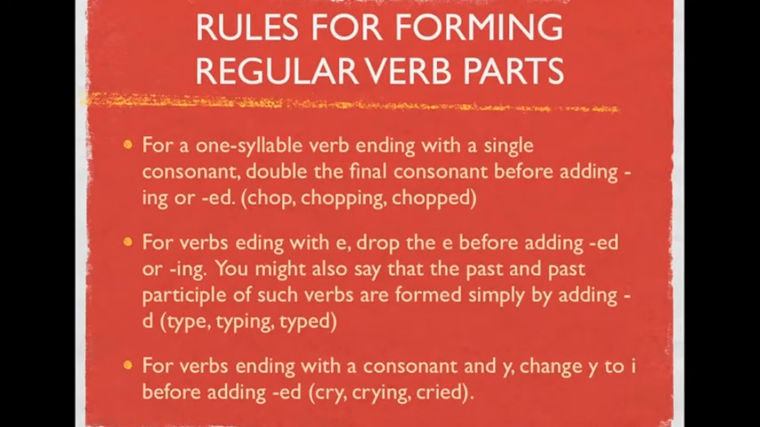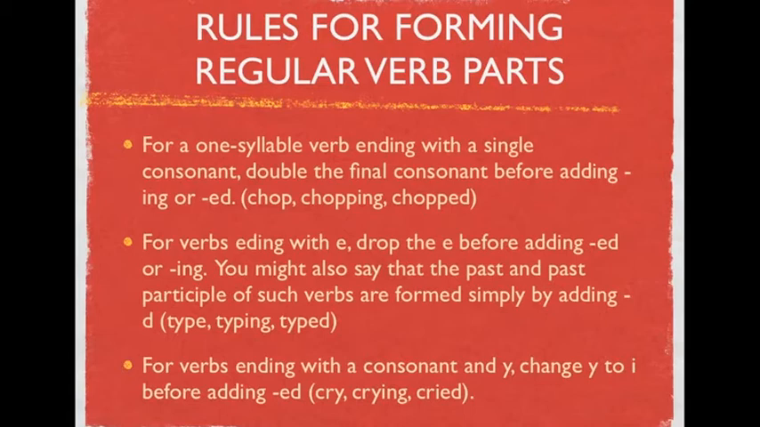Now, here are some rules that you just kind of need to know. Most of them are relatively simple. For one-syllable words ending with a single consonant, you double the final consonant before adding ing or ed. Take a look at the examples. Chop becomes chopping and chopped. You double your p on both instances. Now, if they don't go by these rules, all you have to do is add ed or ing.